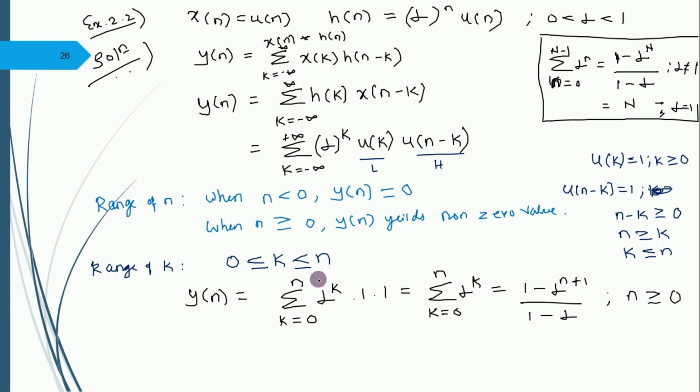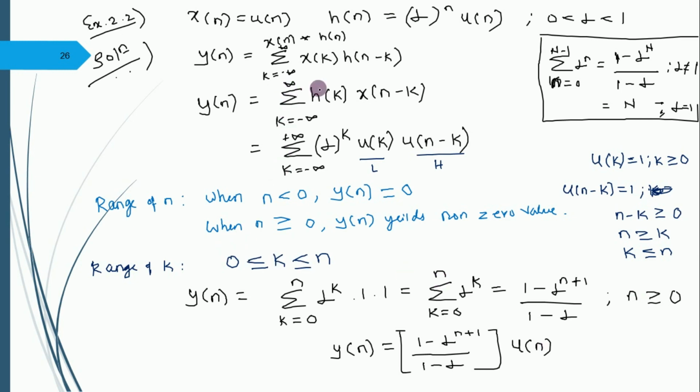That range we have already decided. So this can also be written as y of n is equal to (1 minus alpha raised to n plus 1) divided by (1 minus alpha), enclose it in brackets, and you can write it as just u of n. It is nothing but u of n, which exists only for n greater than or equal to 0. So this is the answer.